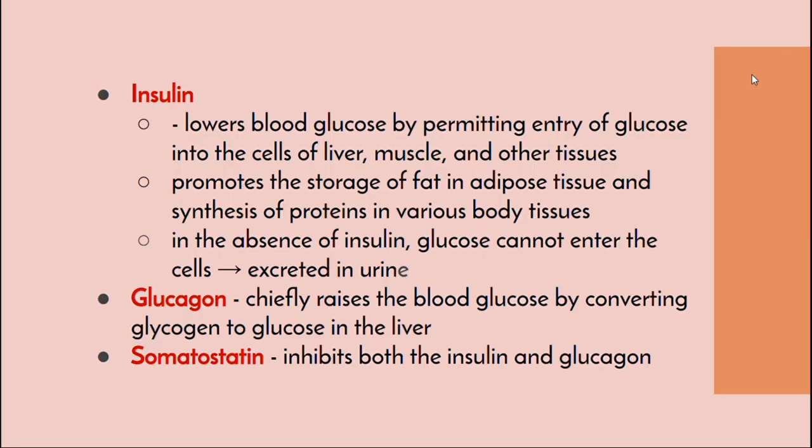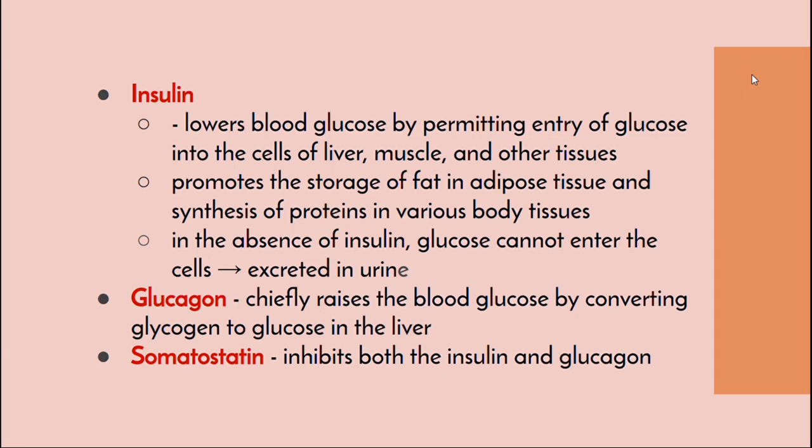A major action of insulin is to lower blood glucose by permitting entry of the glucose into the cells of the liver, the muscle, and the other tissues. It also promotes the storage of fat in adipose tissue and the synthesis of proteins in various body tissues. Now, in the absence of insulin, the glucose cannot enter the cells, therefore it is excreted in urine. So the insulin is like your key so that the glucose can enter into the various tissues.